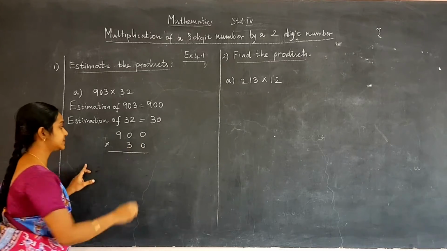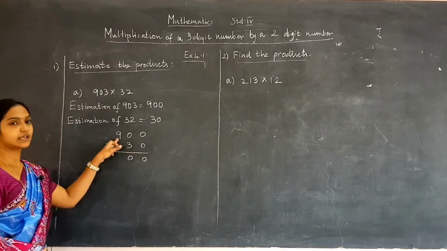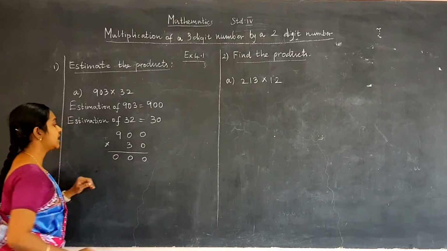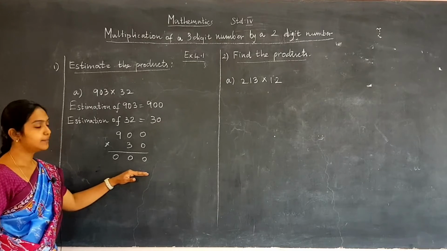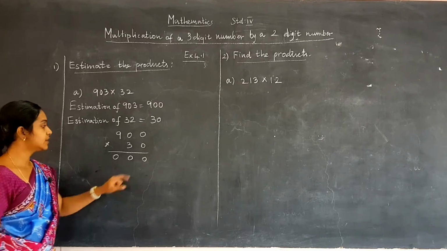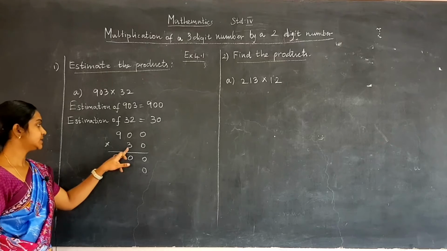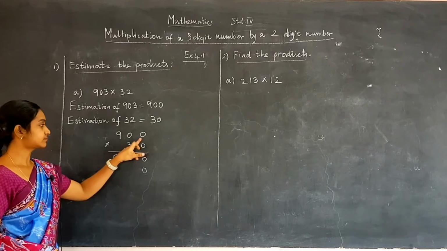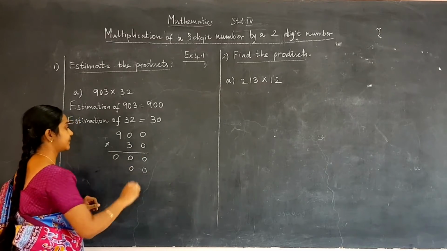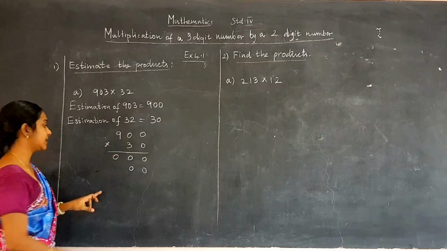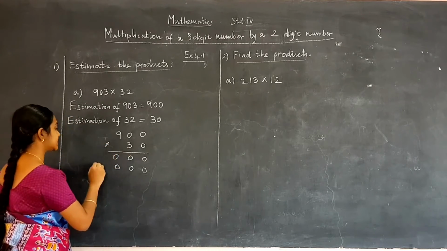0 into 0 will be 0, 0 into 0 will be 0, 0 into 9 will be 0. We have completed the first line. Next we are going to write the second line. Before writing the second line, we have to put 0 in the first place and then start multiplying. 3 into 0 will be 0, 3 into 0 will be again 0, 9 into 3 will be 27.